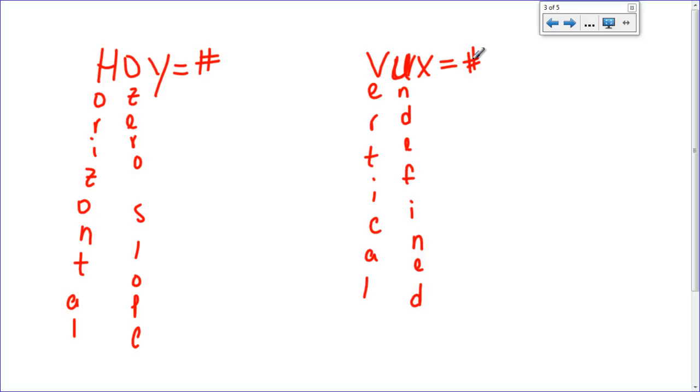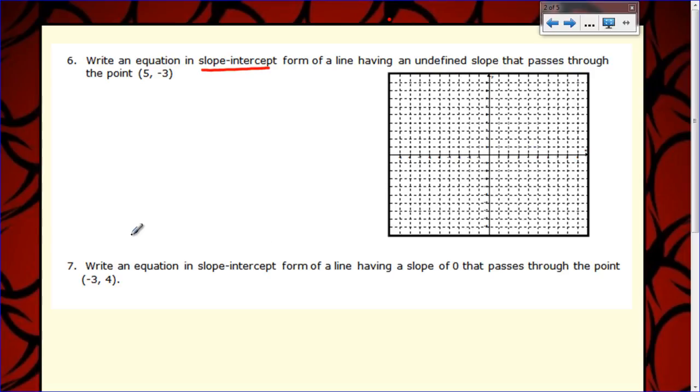So when you see these kinds of questions and they say write an equation of a line that has undefined slope, you should automatically be like, oh, that's going to be vertical. It means it's going to be x equals. So you need to remember this HOI and this VUX. And the same thing with writing an equation of something with 0 slope. You should automatically be like HOI, that's horizontal, y equals. So let's go back to our problem now.